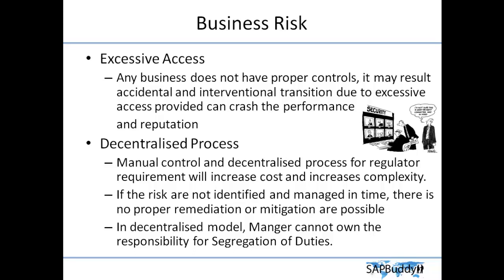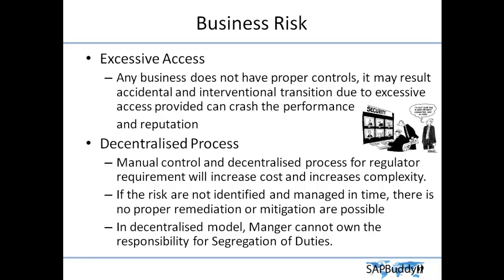The next topic I would like to take is the decentralized process. This is also a big risk. Manual control and decentralized processes for regulatory requirements will increase the cost and increase complexity. Of course, when you have a decentralized process, you are going to follow the same process in different places to achieve the same regulatory requirement, which is going to increase the cost.